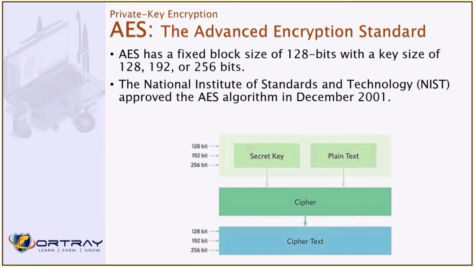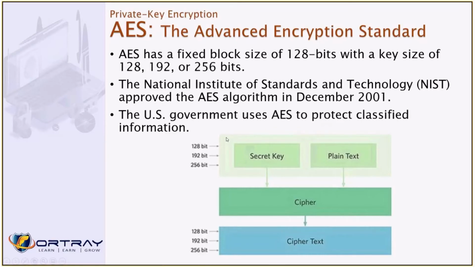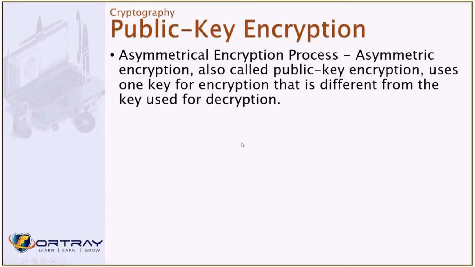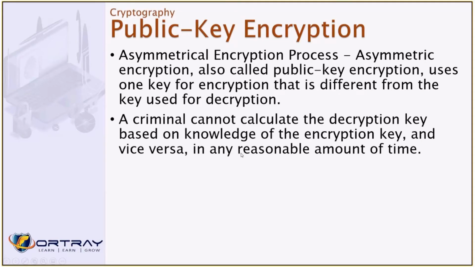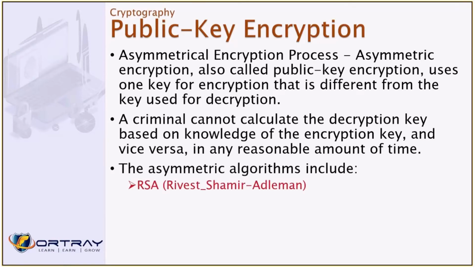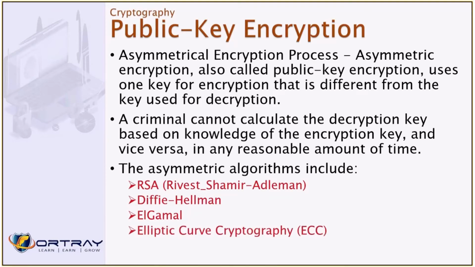It was approved by NIST as AES in December 2001. Public key infrastructure, asymmetric encryption process. Asymmetric encryption, also called public key infrastructure, does not use the same key, which we already discussed. A criminal cannot calculate the decryption key based on the knowledge of the encryption key, and vice versa, in a reasonable amount of time. The asymmetric algorithms include RSA, Diffie-Hellman, and ElGamal, I think. ElGamal, right? Okay. And Elliptic.